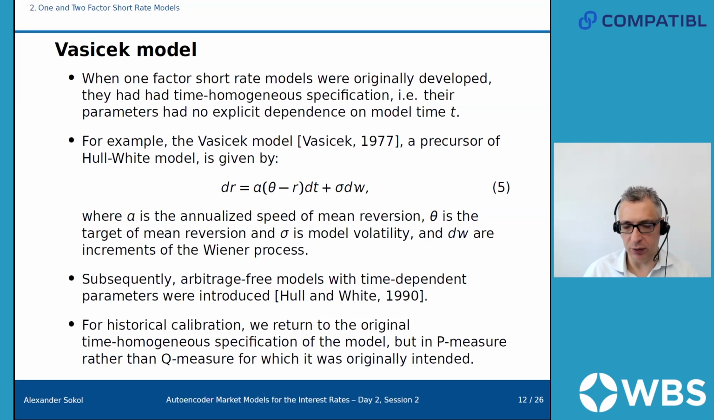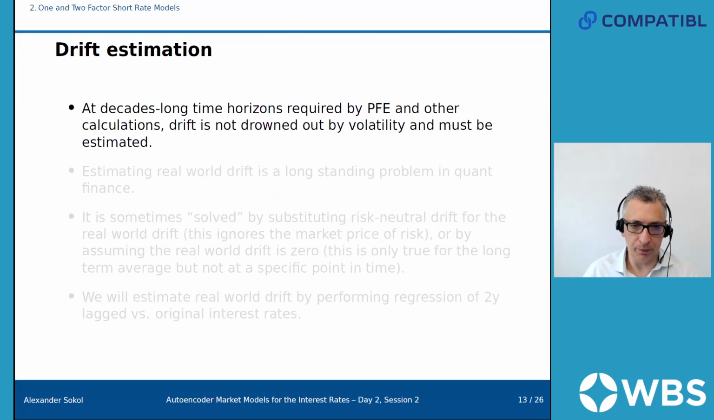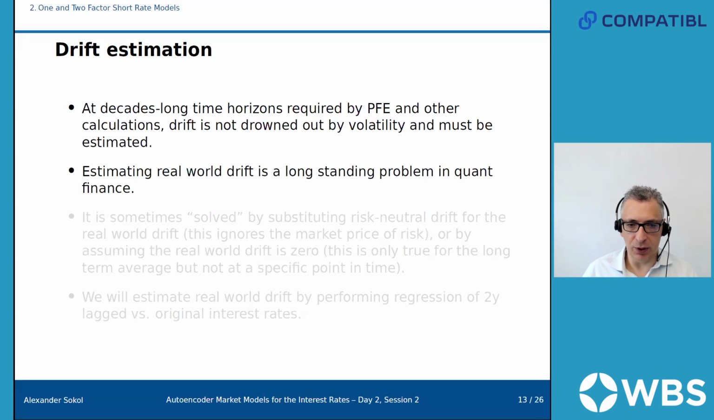So it becomes, again, not Hull-White, but Vasicek. But we use it in the real world measure, even though it was intended originally for risk neutral measure. And at decades long time horizons required by PFE calculations, drift is not drowned out by volatility and must be estimated, right? So estimating real world drift is a long-standing problem in quant finance.